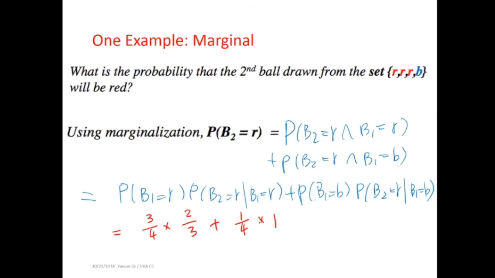So when the first try is black, and then the second try is red, what is the probability? Because when your first draw, you already got the black ball, and then the second ball absolutely will be red. So that's why this probability is 1. So this is the marginal probability P(B2 equals red).